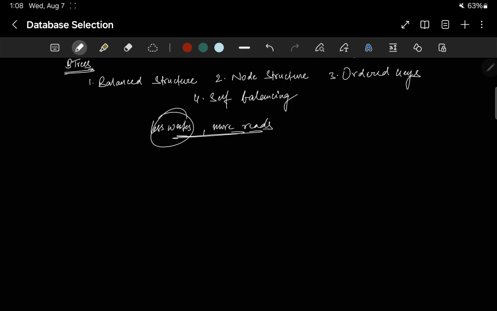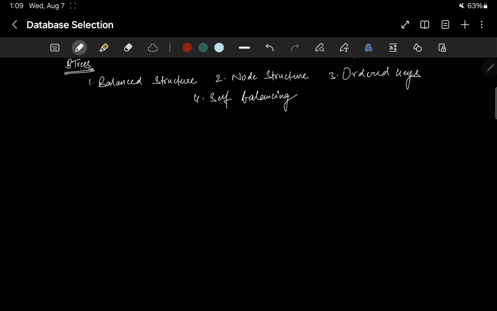Because if we have fewer writes, we can deprioritize the writing operation. We can say that, okay, if you write now, maybe your write will be visible after 5-10 seconds, but the reads, we will provide this data within milliseconds. Okay, so this was all about B trees.